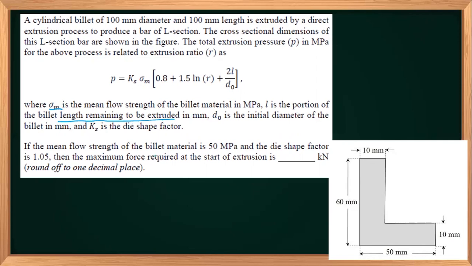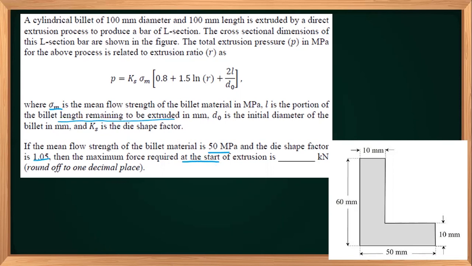Okay. The mean flow stress of the billet is given, so σm is given, right? The die shape factor is given as 1.5. That is also given. Now, the maximum force required for extrusion in kilowatt. Maximum force required for extrusion, okay, to start the extrusion. That is also a catchy thing.